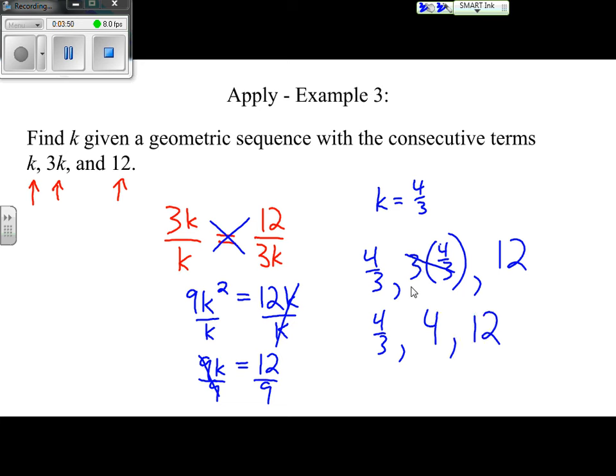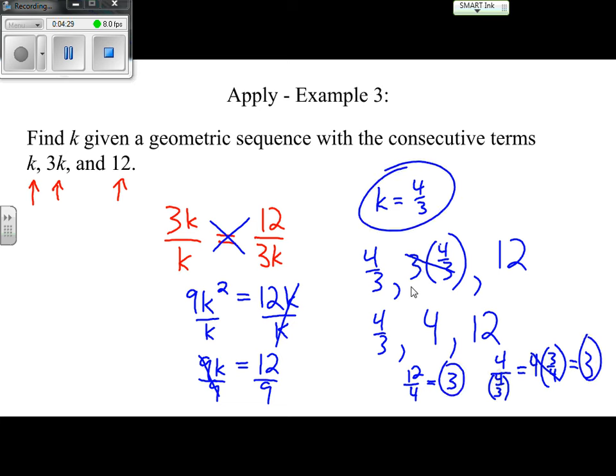Well, to figure out if this is truly correct and this is truly a geometric sequence, I can divide backwards. And so I could take 12 divided by 4, and that's going to give me 3. And if I take 4 and divide it by 4/3, well, that looks crazy because we are dividing by a fraction, a double-decker fraction. So that's the same thing as taking a 4 and multiplying by its reciprocal. Those 4's cancel out, leaving 3. So I do have a common ratio of 3 in both cases, so I feel that my answer of k equals 4/3 is reasonable and correct.